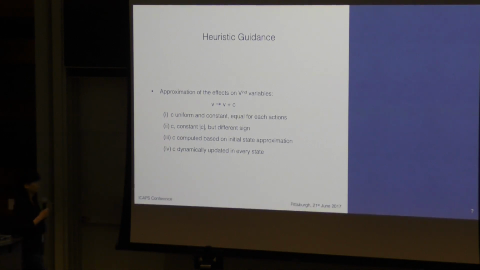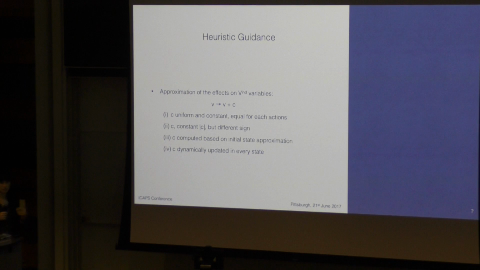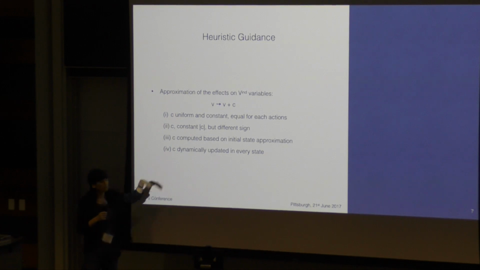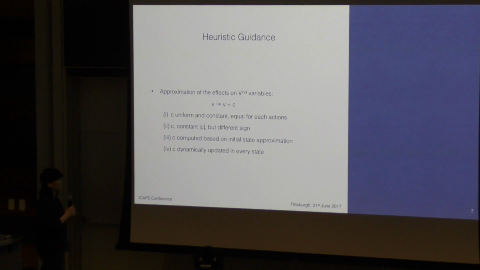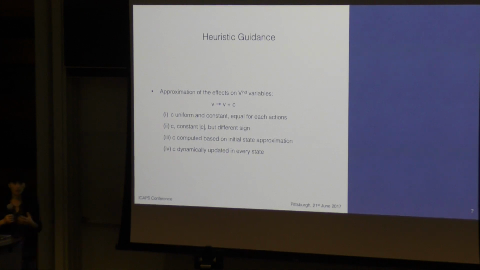Then the second approximation that we consider is similar to the first one, but in this case we distinguish between positive and negative increases. Then we can also compute different constants based on what we expect the semantic attachment would be from the initial state. And as the last and most accurate approximation, we calculate this approximation in every state that we evaluate. And obviously there is a trade-off between accuracy and the time that we need to compute these approximations.